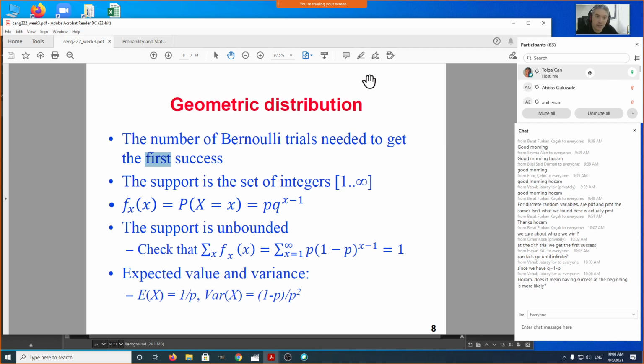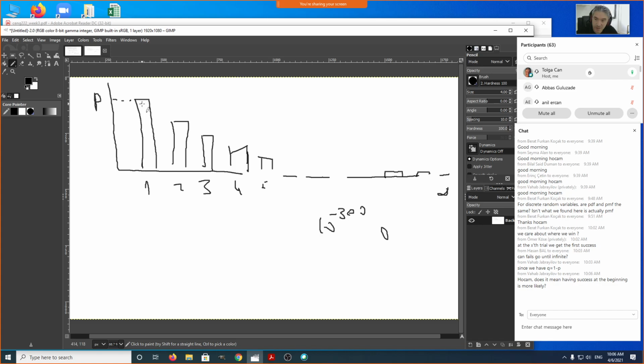Yeah, actually, let's see. A very good question. Does it mean that success at the first trial is more likely? This is actually not true, right? Because I drew this in an incorrect way, thinking that this may be true when p is greater than 0.5. What if, for example, p is 0.1? When p is 0.1, the graph is not going to look like this at all.